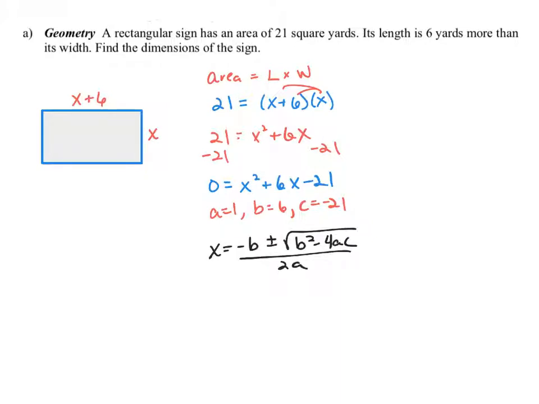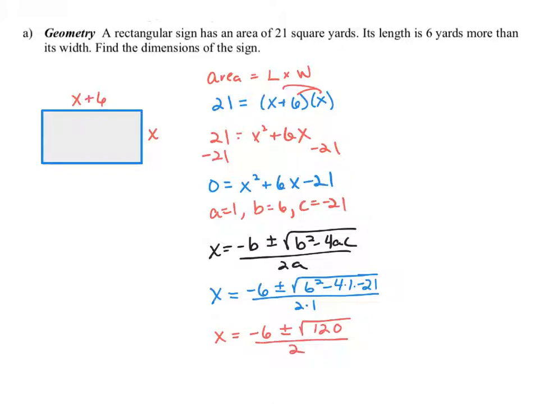Remember the quadratic formula. So x is equal to negative b, that's going to be negative 6, plus or minus the square root of 6 squared minus 4 times 1 times negative 21, all divided by 2a, or 2 times 1. We can simplify this. Negative 6 plus or minus the square root of 6 squared minus 4 times 1 times negative 21 simplifies to 120, all divided by 2. And the square root of 120 can then be simplified. 120 is 4 times 30, and the square root of 4 is 2. So we can write this as 2 times the square root of 30 all over 2.